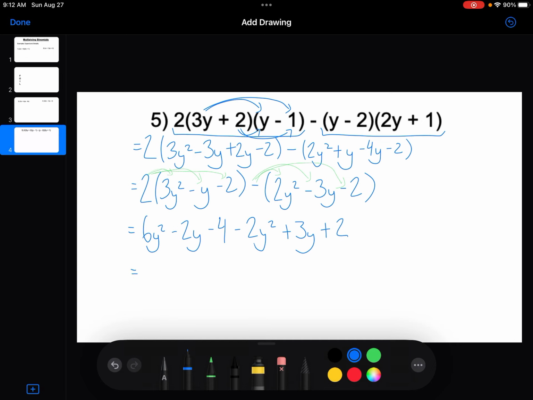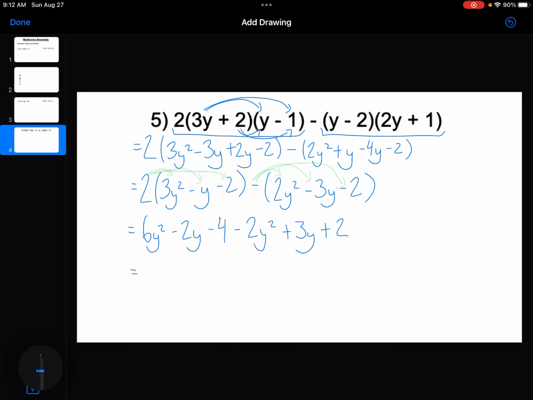plus 2. And now what I have to do is collect like terms. So we're going to have 6y squared and negative 2y squared. It's going to give me 4y squared. Then I've got negative 2y and 3y. So that's going to be plus y. And then I've got negative 4 and 2. It's going to give me negative 2. And there's my final answer.